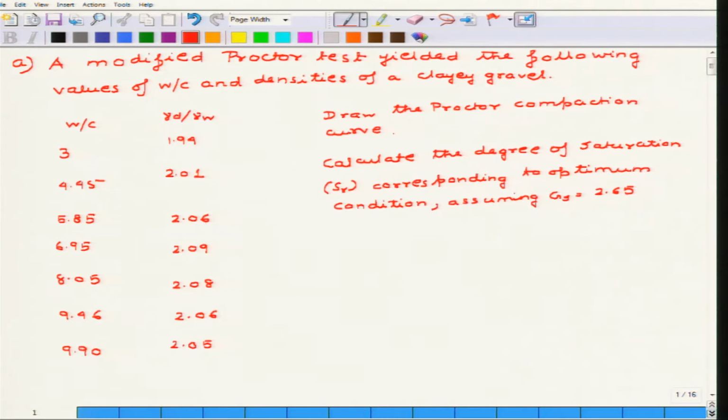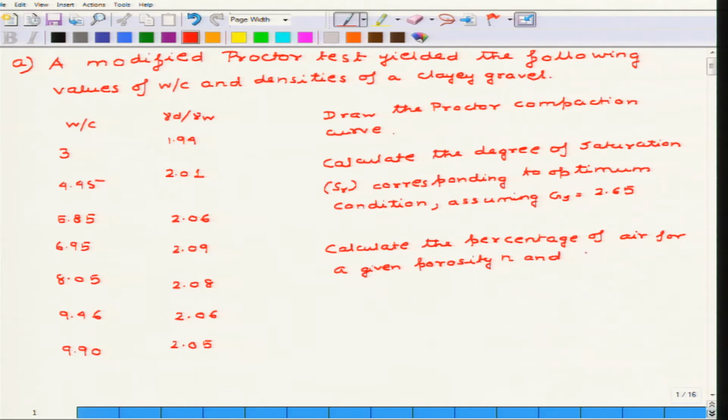It is also asked that we calculate the percentage of air for a given porosity N and degree of saturation SR.